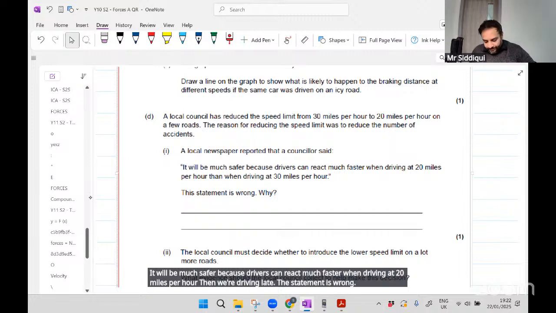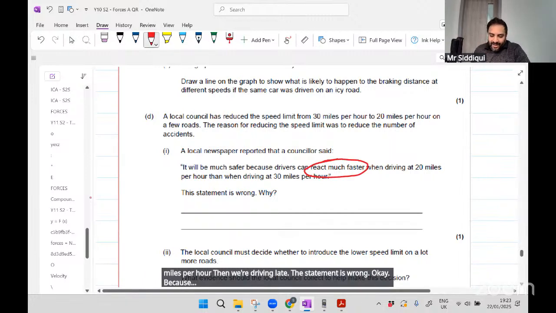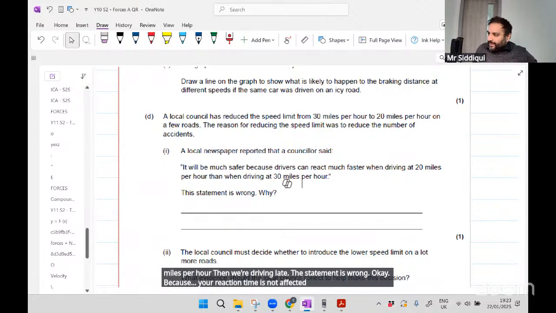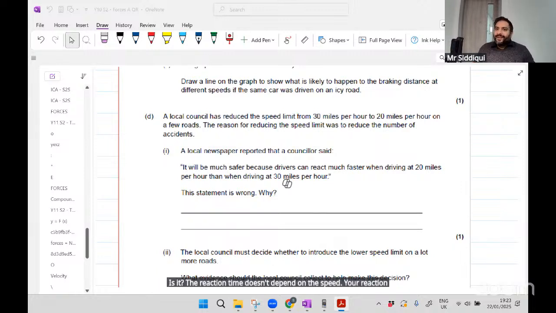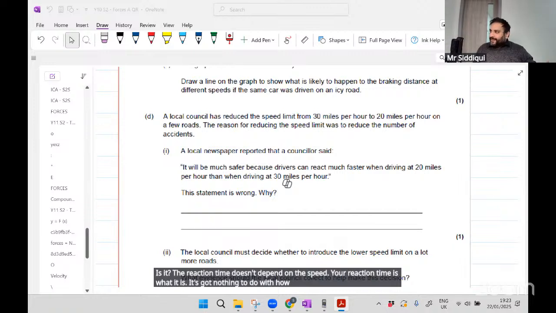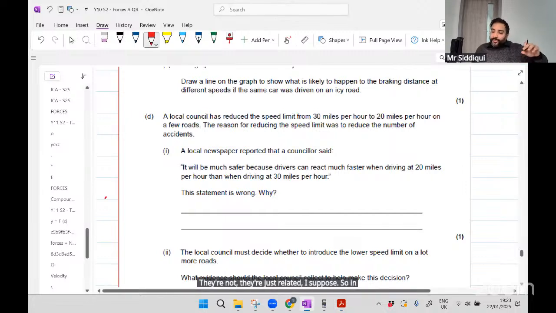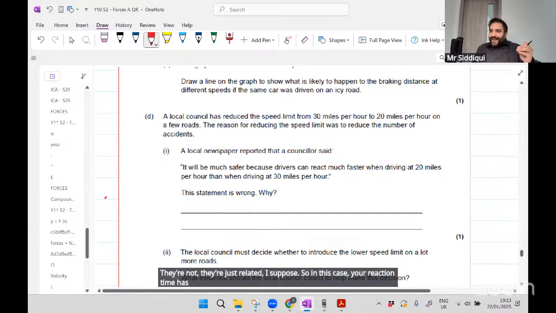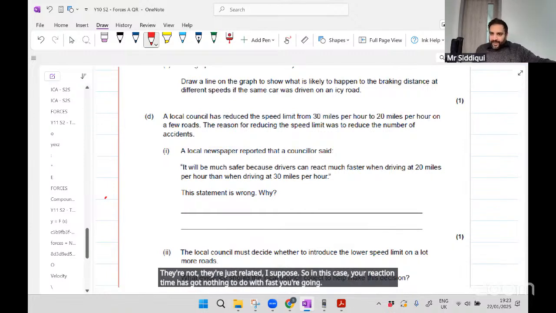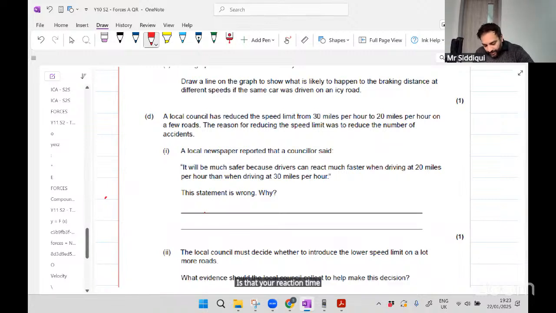Okay, because your reaction time is not affected by how fast you are going, is it? The reaction time doesn't depend on the speed. Your reaction time is what it is. It's got nothing to do with how fast you're going. Again, this goes back to that previous confusion, which is that sometimes people link thinking distance and reaction time like they're the same thing. They're not, they're just related, I suppose. So in this case, your reaction time has got nothing to do with how fast you're going. Your thinking distance is affected by your reaction time and how fast you're going, but they aren't affected by each other. So what I would say here is that your reaction time does not depend on the speed of the car.